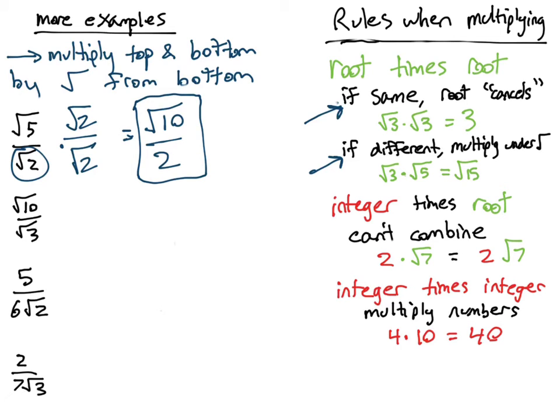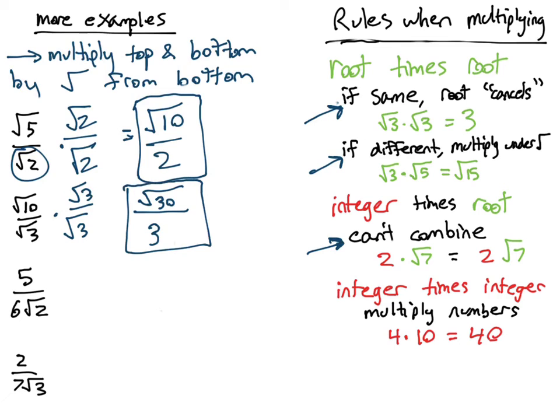I cannot divide the square root of 10 by the integer 2. If we're dealing with square roots and integers for multiplication or division, we cannot combine those things. We could only divide 10 and 2 if those were both integers. In this next example, we need to multiply times the square root of 3 in the numerator and denominator. That square root of 3 times itself gives us 3, and we can multiply 10 times 3 underneath the square root in the numerator, and we get square root of 30 over 3.